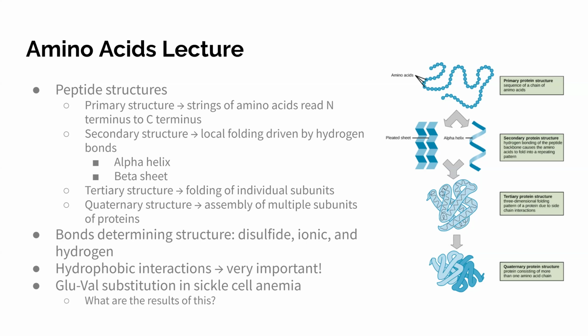As you go through and study, make sure you know what bonds determine each level of structure. For example, disulfide, ionic, and hydrogen bonds, as well as hydrophobic interactions, are all very important when it comes to determining different levels of structure. Also, you don't have to know anything about symptoms or etiology of sickle cell anemia, but you should know the applications of amino acids and peptide structures and how that applies to sickle cell.